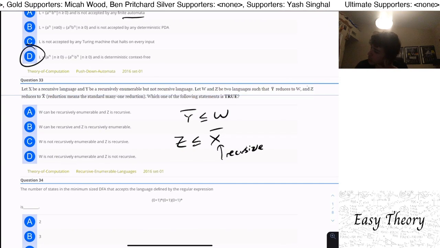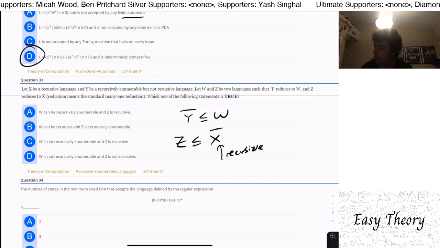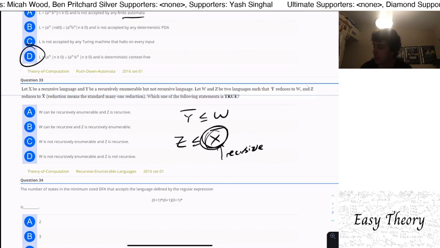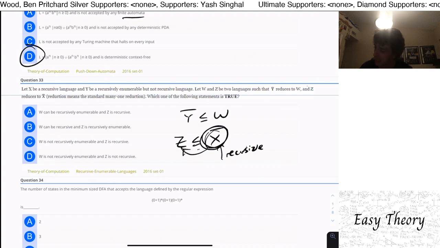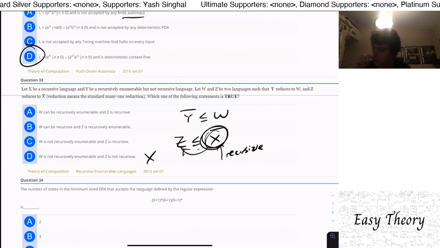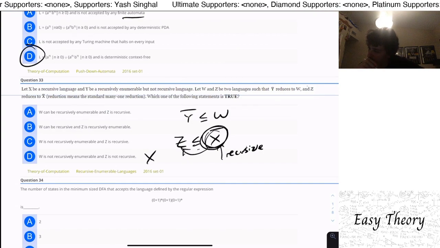Well, Z is recursive because we can apply the reduction, solve the problem over here, and then solve the one for Z. So D is not true. What about W?